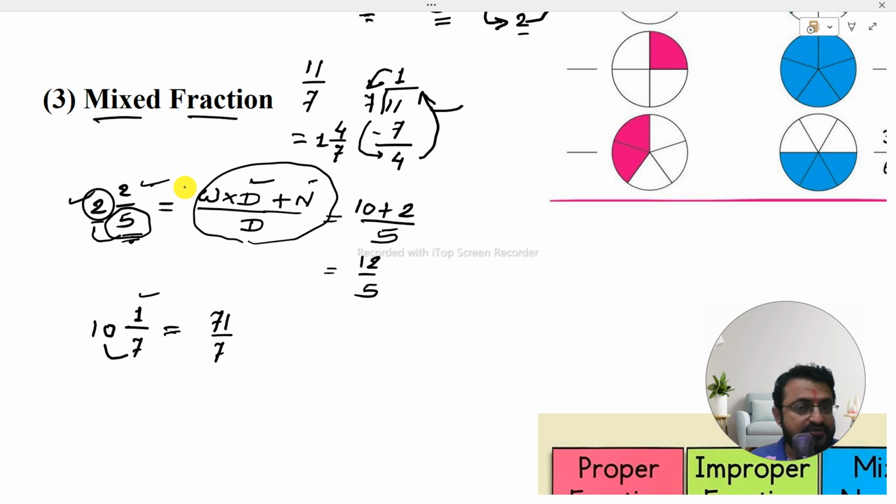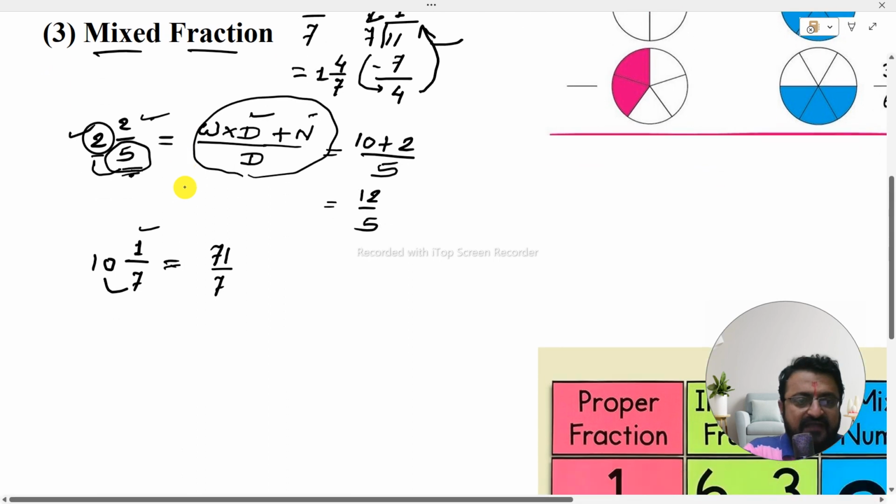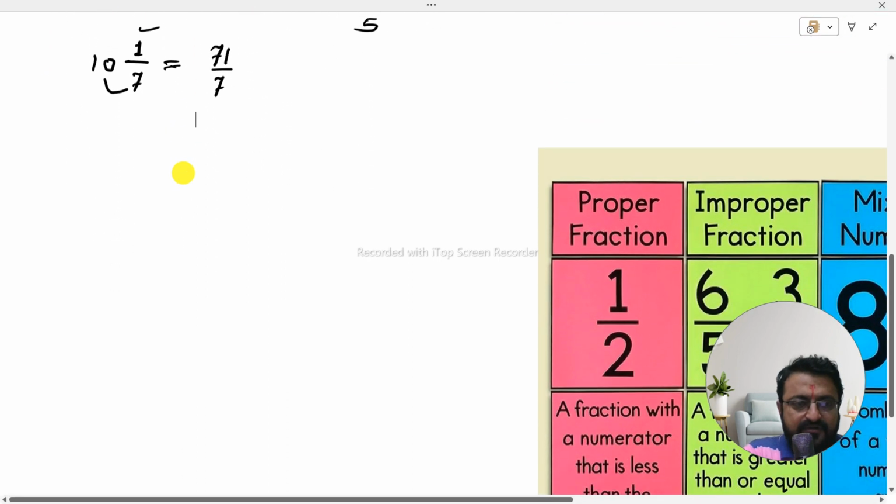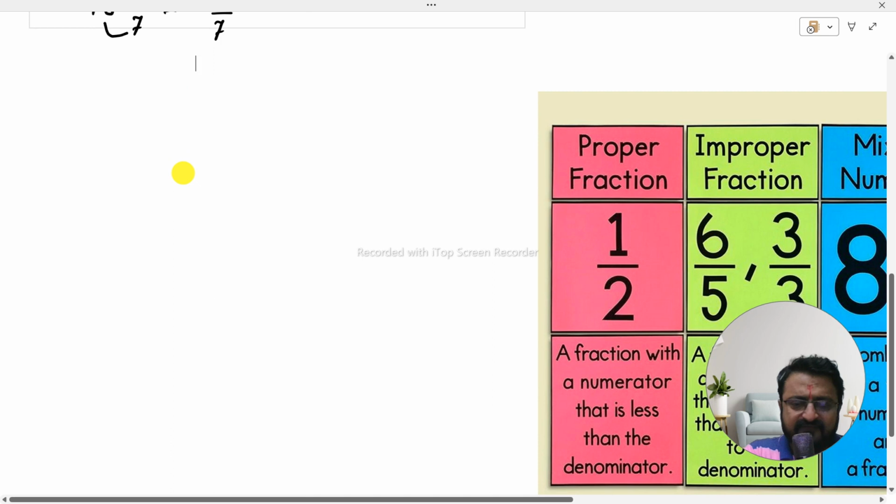I hope you got my answer. And remember one thing: we can never convert proper fractions into mixed fractions. We can convert only improper fractions into mixed fractions. Now, I will explain one more important point, and that is very simple.